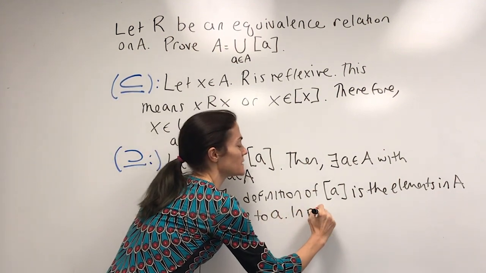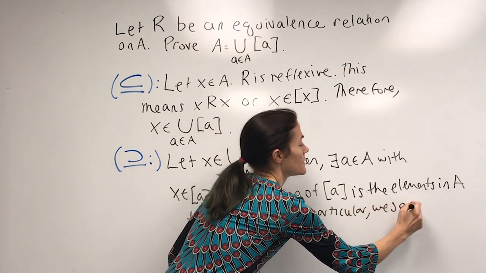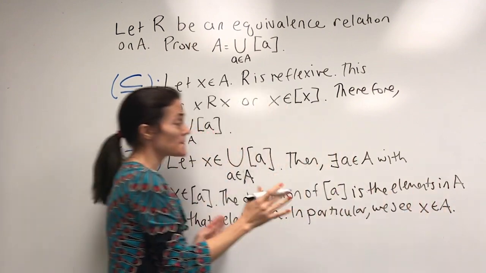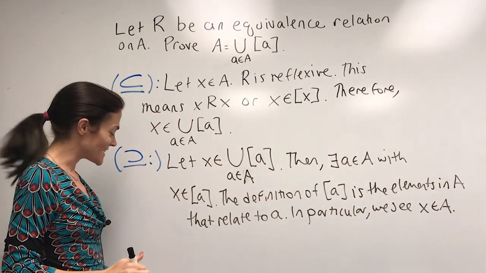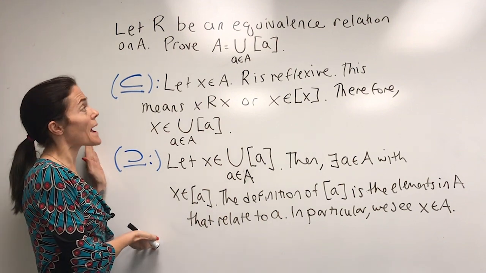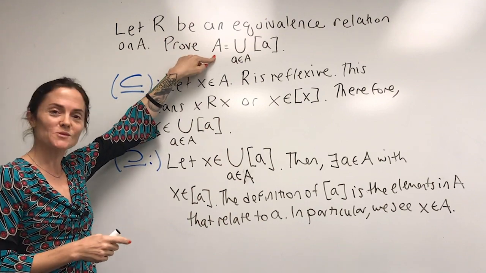So in particular, if you are in this class, you're an element of A. So in particular, we see x must be in A. And this gives the subset in the other direction. And this completes our proof. So the proof really wasn't too bad. As I mentioned, it wouldn't be once we understood what this was saying.